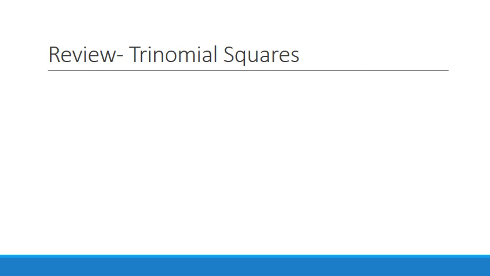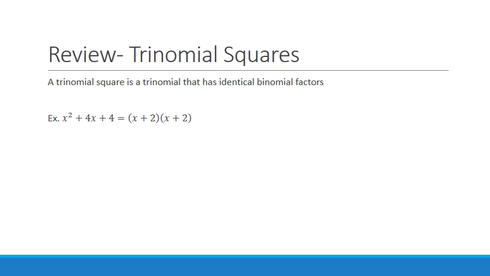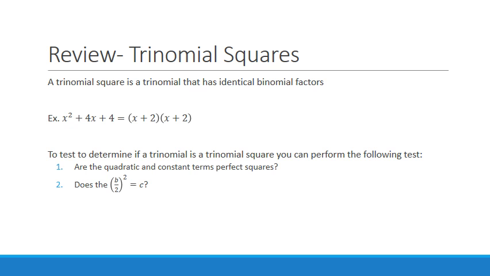Now, to complete the square, we're going to have to review an idea called trinomial squares. A trinomial square is a trinomial that has identical binomial factors. So an example here, x squared plus 4x plus 4 is a trinomial square because the factors are x plus 2 and x plus 2. So we have the same factor written twice.